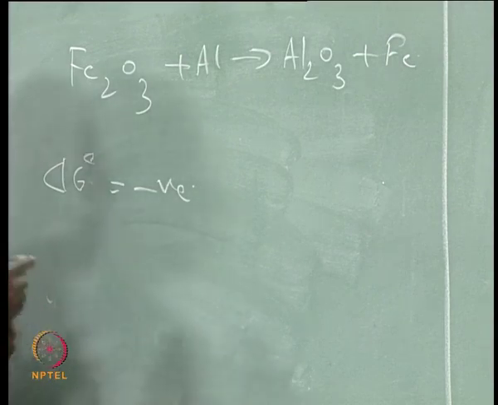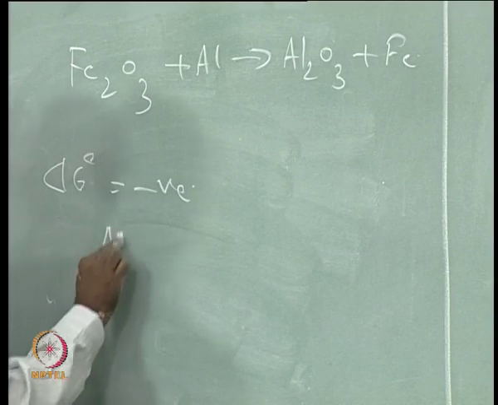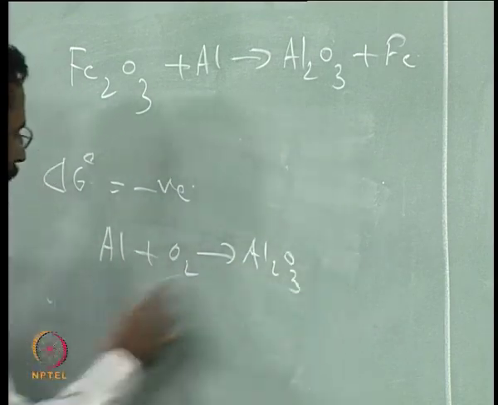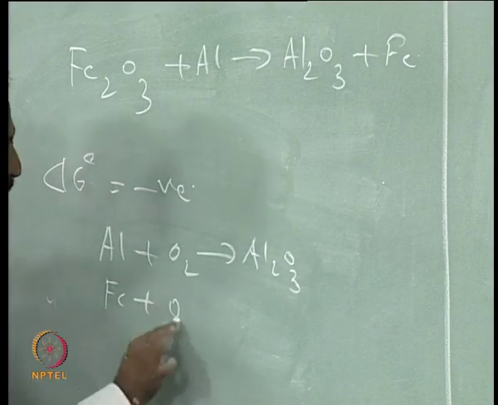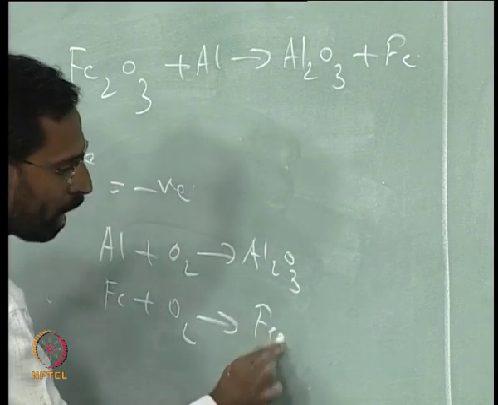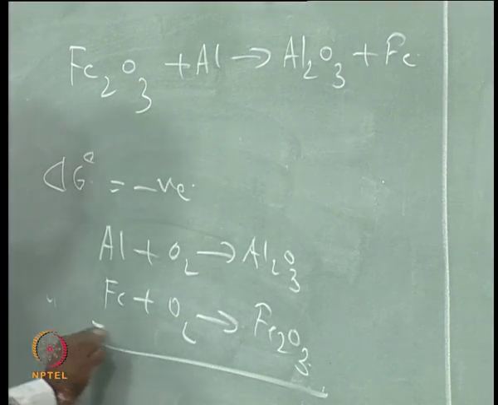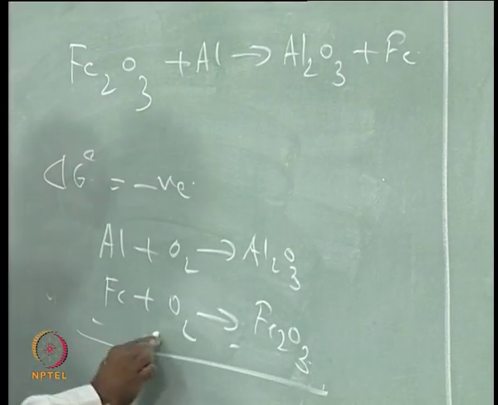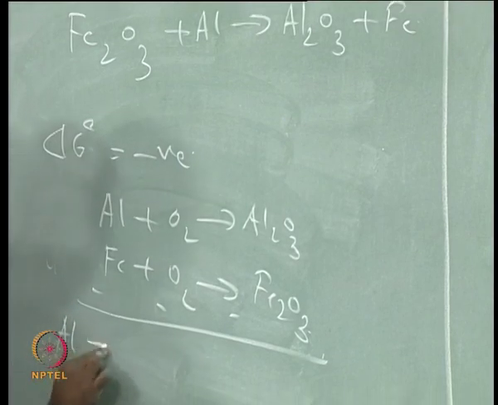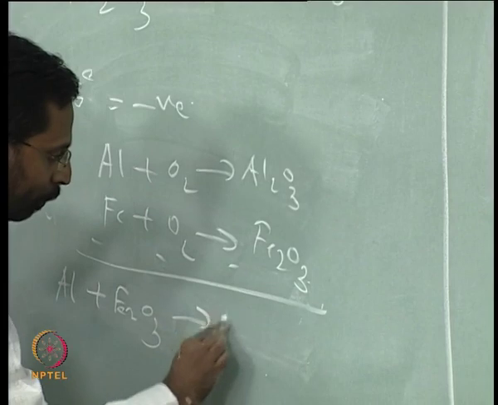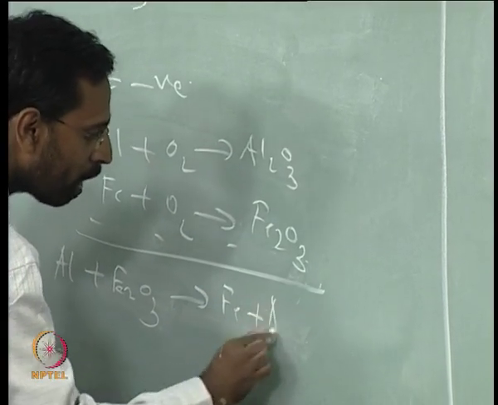find out what is the free energy of aluminum getting oxidized to Al2O3 and what is the free energy of iron getting oxidized to Fe2O3, and then find out a combination of these two reactions by, if I do this negative, so I will know aluminum plus Fe2O3 will give you Fe plus Al2O3.